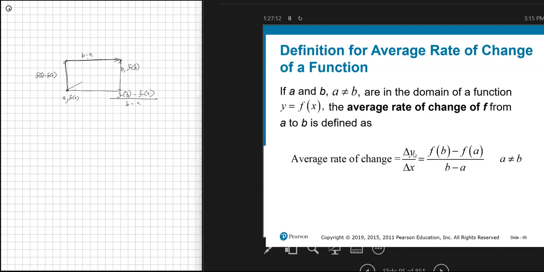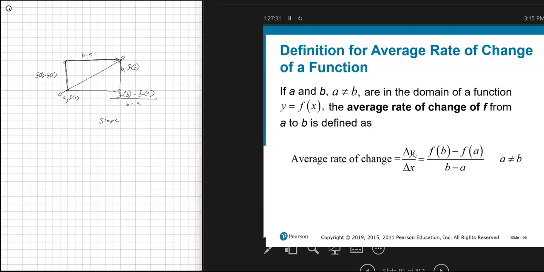If I did this, would that help you see what's going on here, what we're talking about? Slope. This is just the slope formula. That's all it is, slope formula.